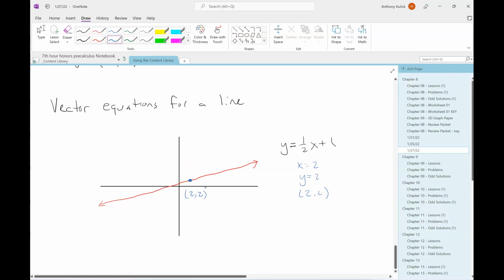Everybody's okay with that? In a vector sense, rather than having a point 2, 2, we're going to want to talk about a point vector 2, 2. So we'd be talking about something like that. Everybody's okay there? Yes, Luke?